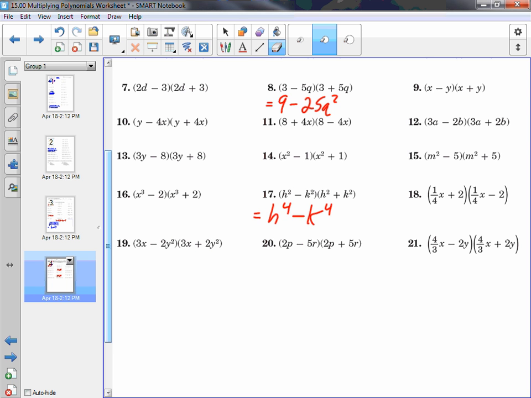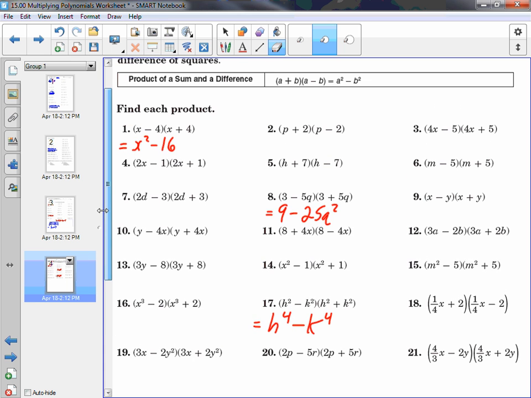Yeah, so don't switch them. Because don't put 25q squared minus 9. That's not the same answer. So, yeah, you got to do first term squared minus second term squared. Got to be. Okay? Now, all of these answers are called a difference of two squares. Because x squared is a square, 16 is a square, 9's a square, 5q squared is a square. They're all something squared. Okay? So it's a difference of two squares.